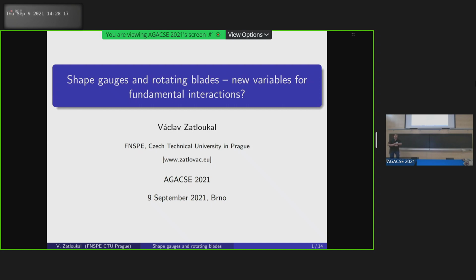Okay, thank you. So I will talk about the shape operator and a certain generalization thereof, with a vision to treat general gauge theories and fundamental interactions of physics.